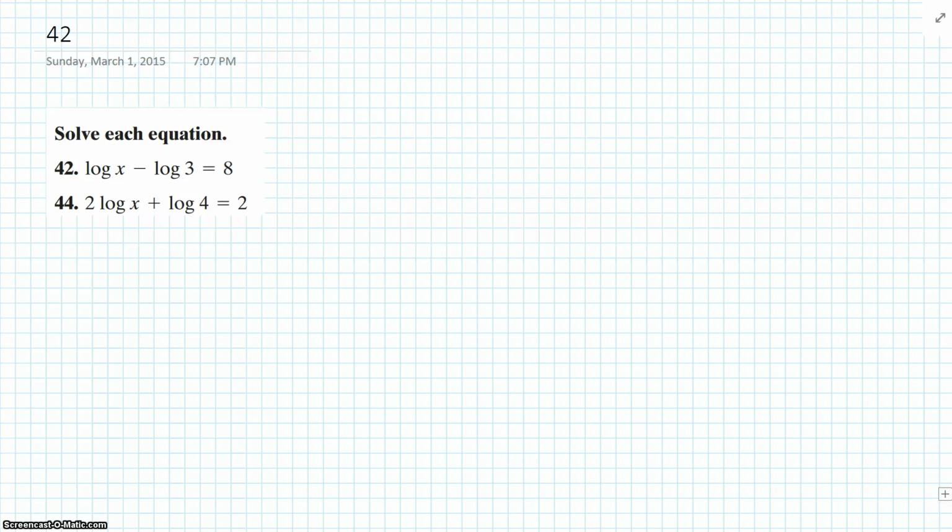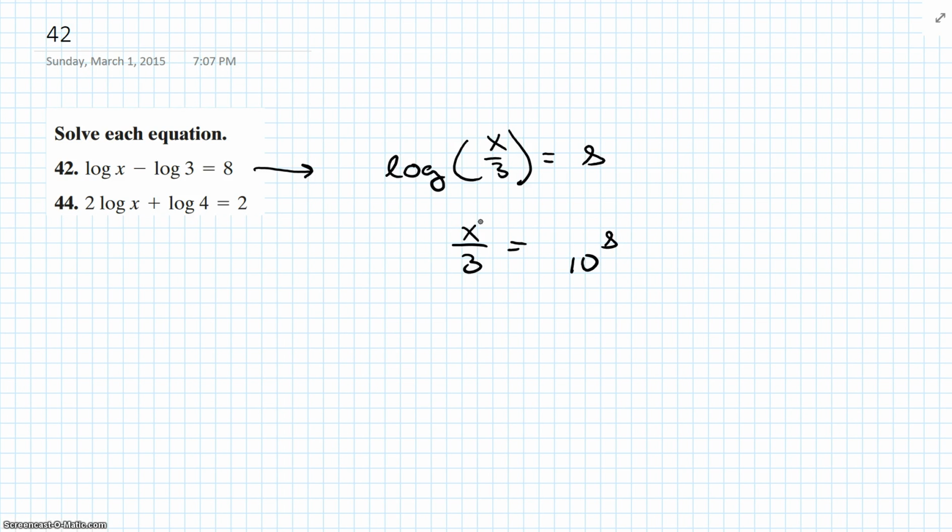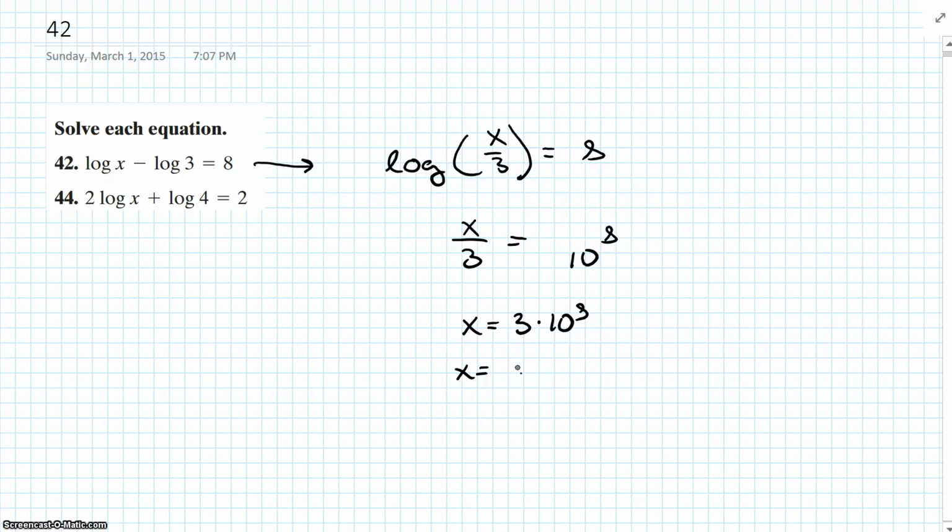All right, next problem, 42. Solve each equation. So we can use the quotient property and say the log of x over 3 equals 8. So now it's a base 10, so we can say x over 3 equals 10 to the 8th. Multiply each side by 3. So x equals 3 times 10 to the 8th, which is going to be 300 million, I should say.